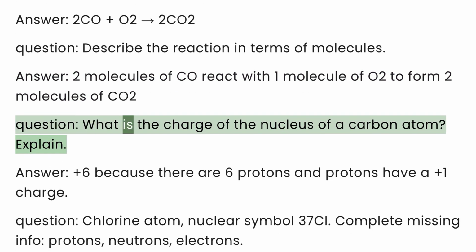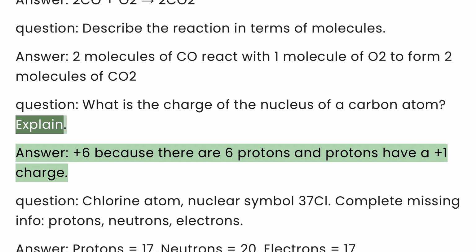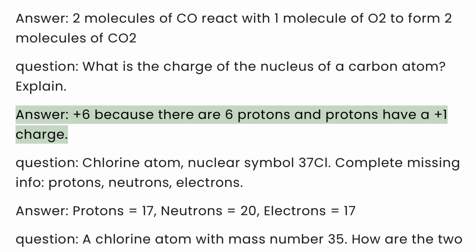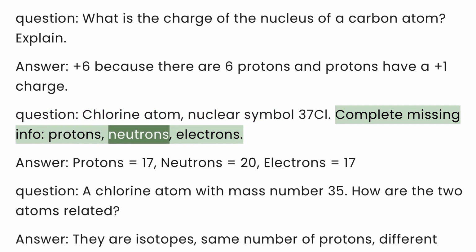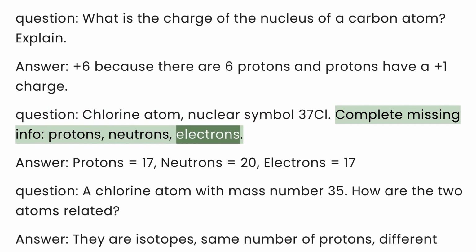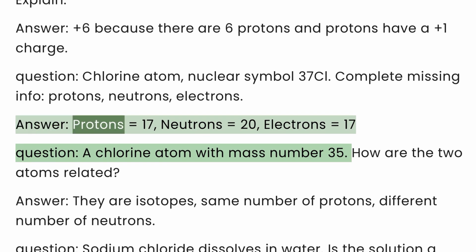Question: what is the charge of the nucleus of a carbon atom? Explain. Answer: +6, because there are 6 protons, and protons have a +1 charge. Question: chlorine atom, nuclear symbol 37Cl. Protons, neutrons, electrons? Answer: protons equals 17, neutrons equals 20, electrons equals 17.